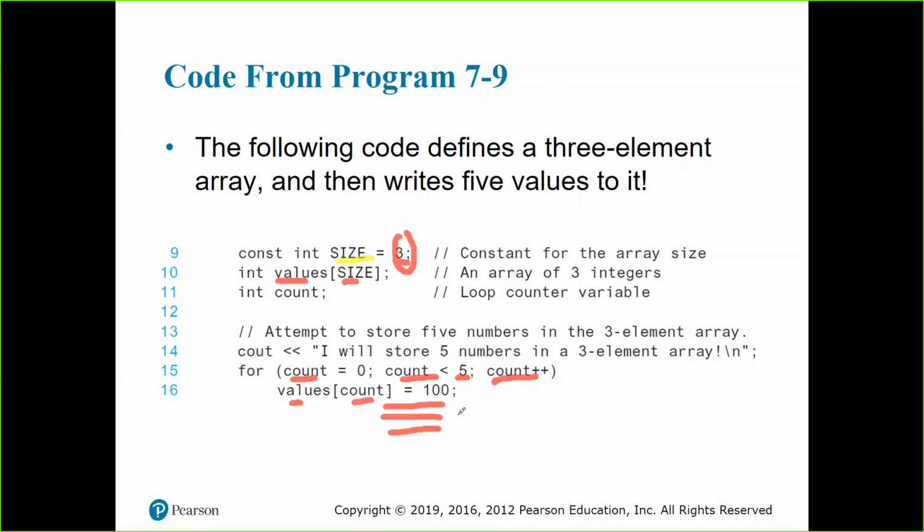So when this code is run, it may create a problem, or it may change some other value in the RAM. So be very careful when you are using a subscript in an array in C++. If the size is 3, make sure that the index does not go beyond the size of the array. If it goes beyond the size of the array, it will create a serious issue.